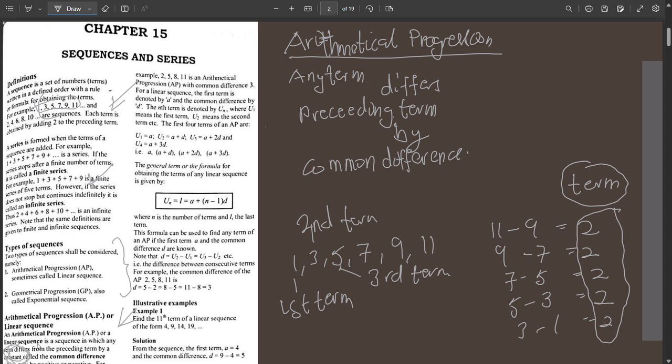This is the constant they are talking about here. The constant is the fact that when you take any term minus its preceding term, the term that comes before that term, the result is always 2. And that constant, we call it the common difference. Here, the common difference is represented as D. So when you see D, it stands for the common difference. The first term is represented as A because A begins the alphabet. A, B, C, A is the first term, so we use A. And D is the common difference because D stands for difference.